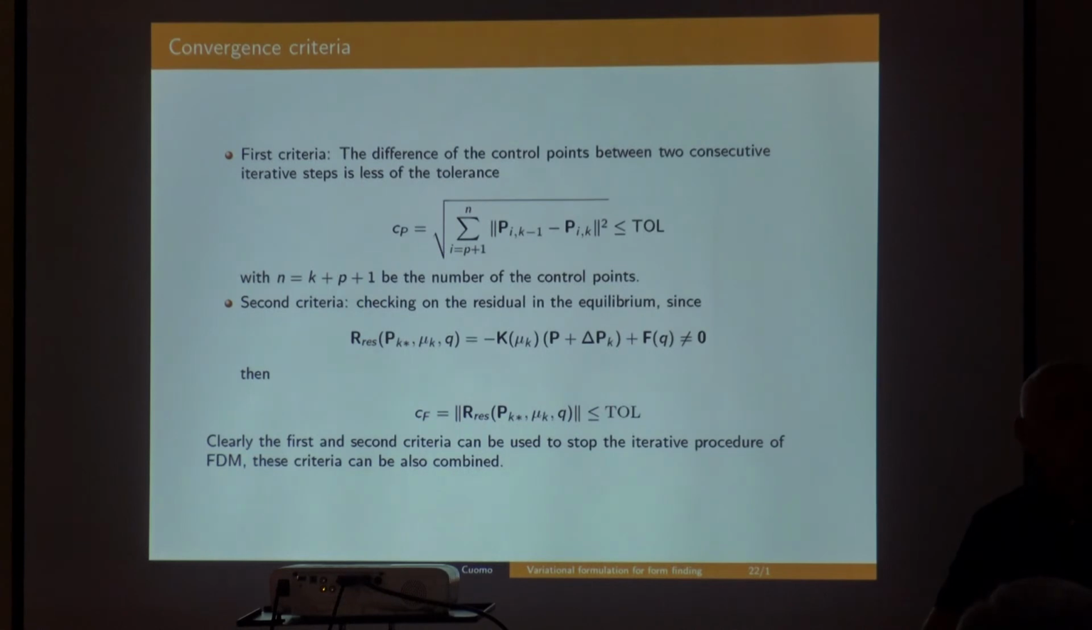And what are the convergence criteria? Well, with Newton-Raphson, when the residual is smaller than the tolerance, you stop. So it's very clear how you stop.